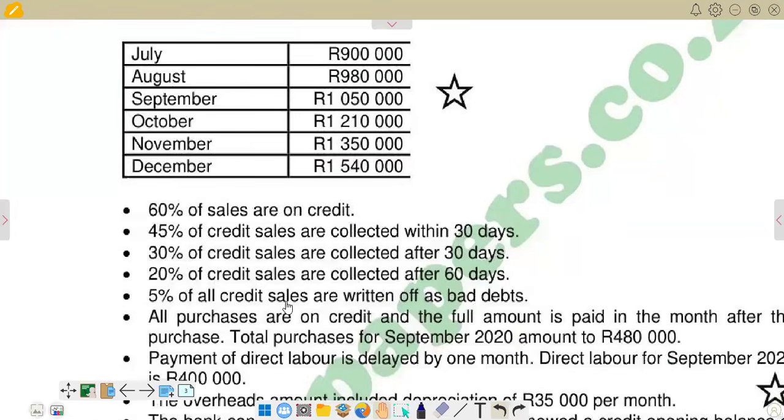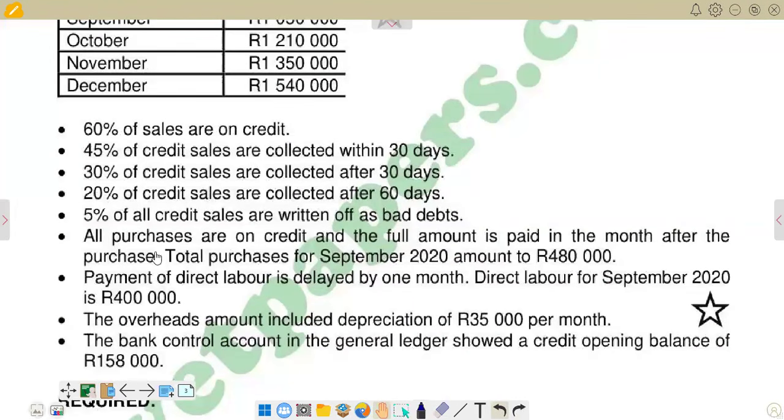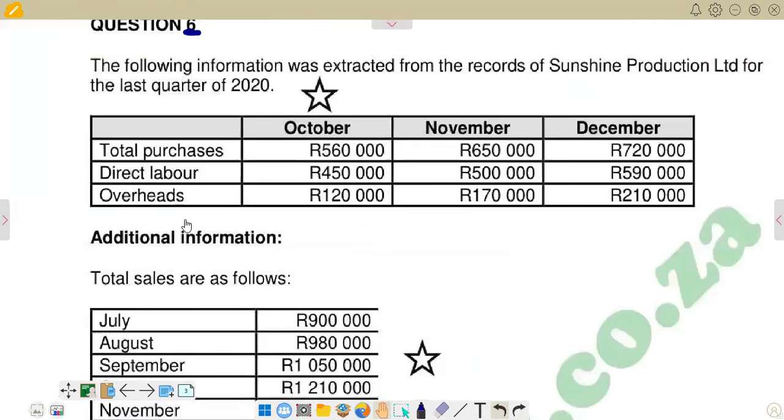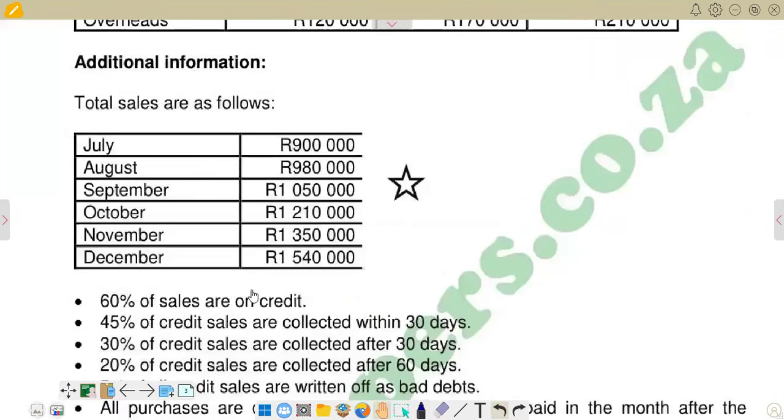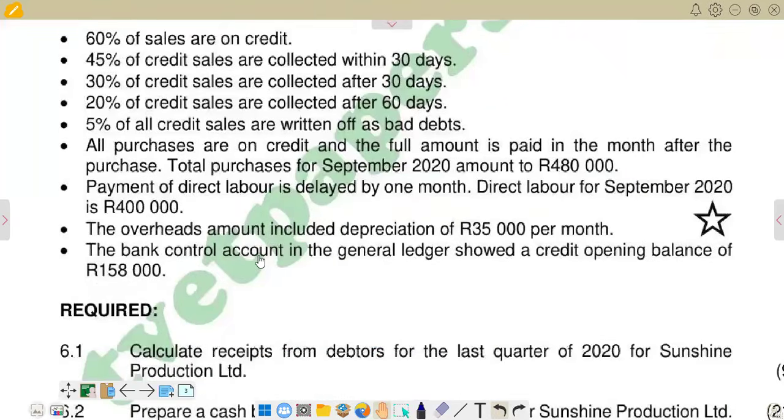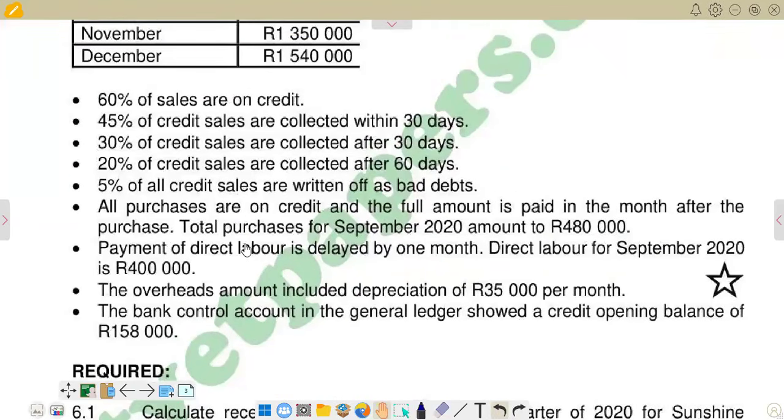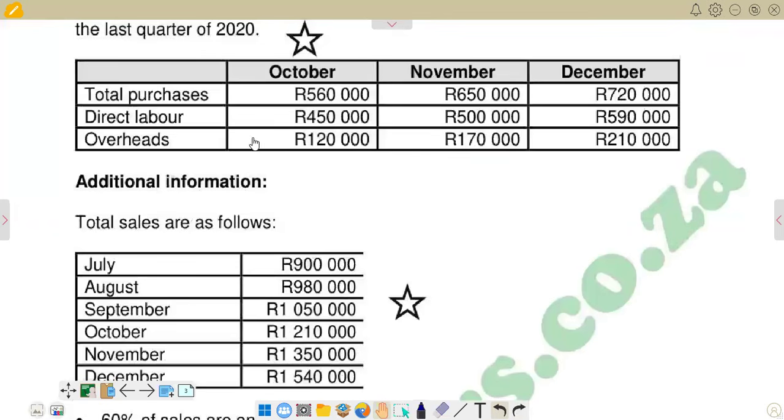If you go down, the next point says all purchases are on credit and the full amount is paid in the month after the purchase. So all the purchases that we are given are on credit. We are told that total purchases of September 2020 amounted to 480,000. So this purchase for September will be paid in October. So in October, we're going to have 480,000 there.